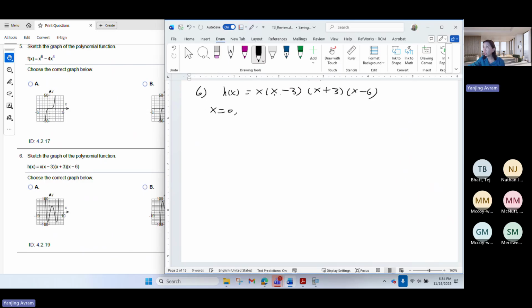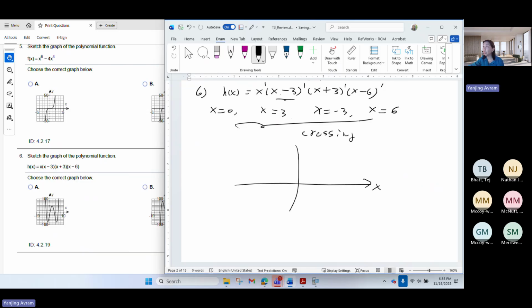We have x equal to 0. If you make the other factors equal to 0, x will be 3, x will be negative 3, and x equal to 6. They are all power of 1. So what does power of 1 mean? That means at all these 4 points, they are all crossing the x-axis. So we can give a little sketch. Here you have 0, negative 3, positive 3, and 6. So that's 1, 2, 3, 4, and they're all crossing.